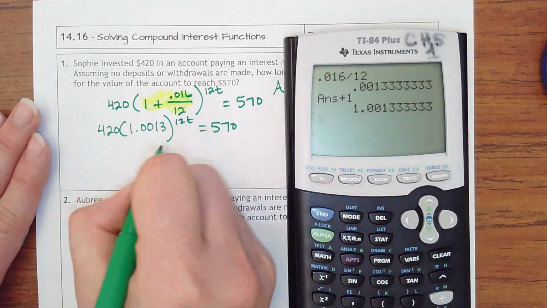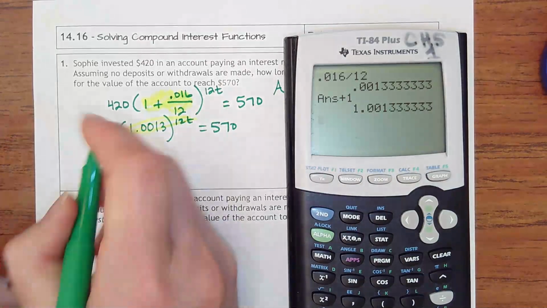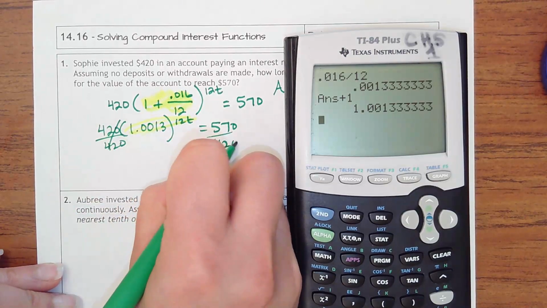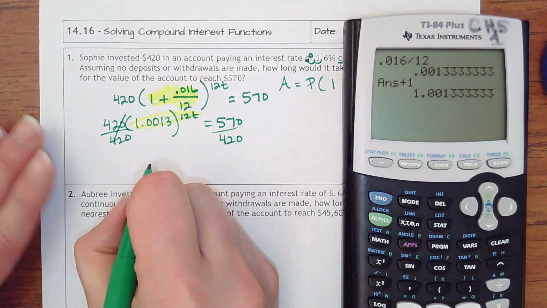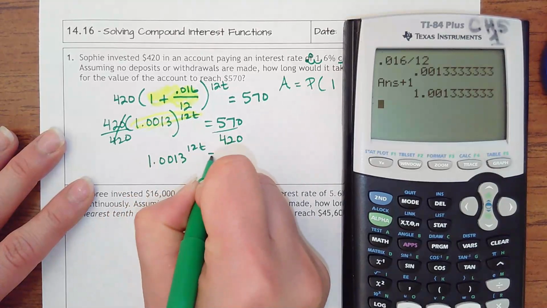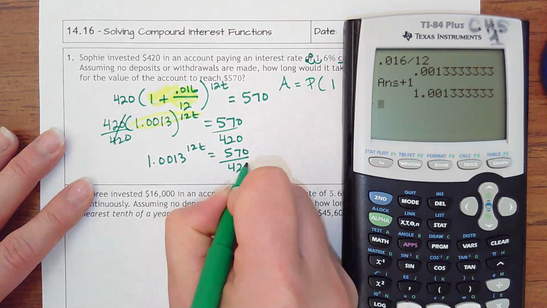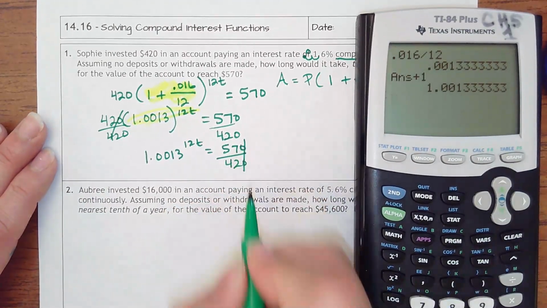Now I want to get this exponential part isolated, so I'm going to have to divide away the 420. I might actually just leave that so I don't get too many decimals here. So then I'll have 1.0013 to the 12t power equaling 570 over 420. You could even drop the 0 off because you could divide both those numbers by 10. I think I'm going to do that.